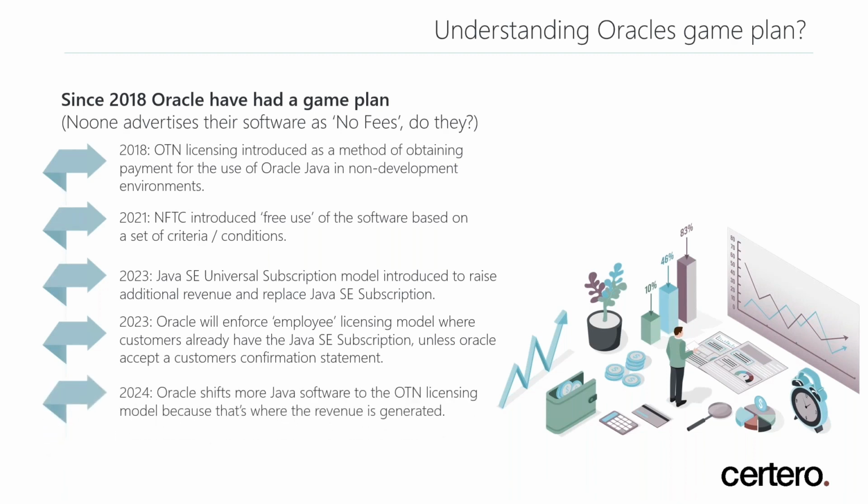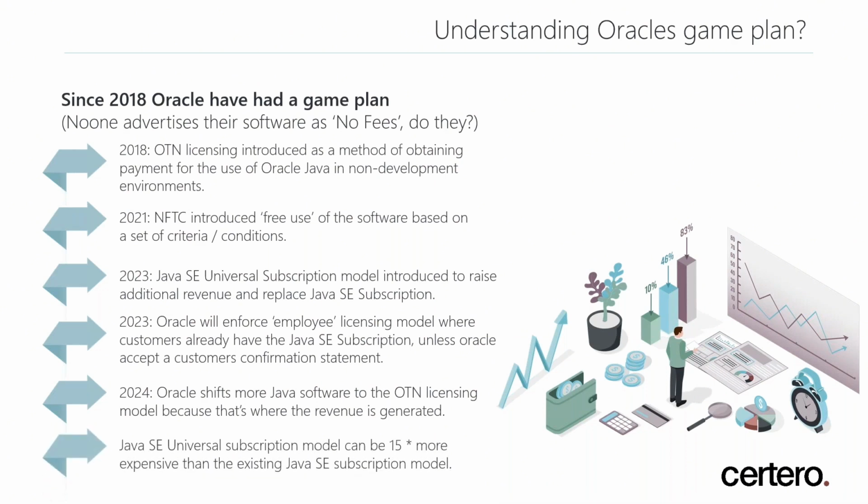2024, Oracle shifts more Java software to OTN, so this is where some of version 17 is coming in, and then every 2 years there'll be more and more versions coming in, which will potentially mean you're payable. So managing the licenses now, it's going to get harder, and you need to be more proactive if you don't want to pay Oracle as time moves forward. As I said earlier, the SE universal subscription can be 15 times more. And that's just purely because of the amount of employees people have got. And this isn't just internal staff. It also includes external contractors, agency staff, you name it.